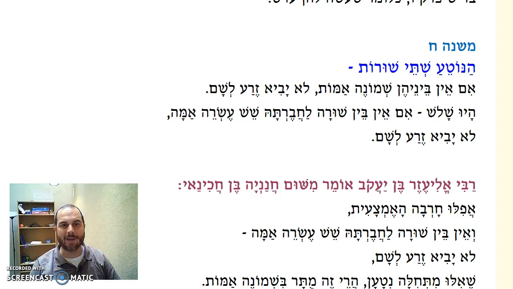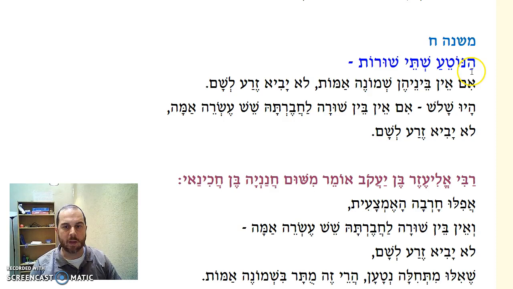Okay, we're now in Perek Daled of Kilayim, Mishnah Chet. Says the Mishnah, Hanotea shtei shurot, if you have two rows, im ein beinehem shmone amot lo yavi zera lasham.